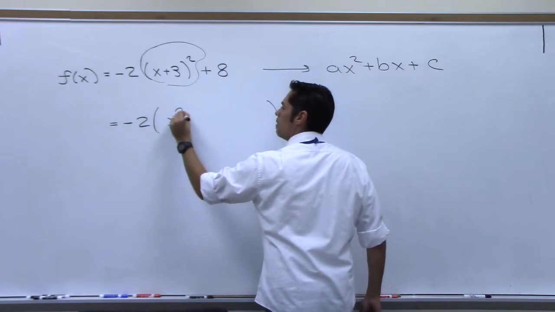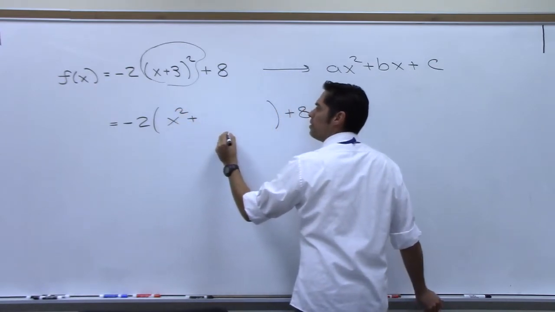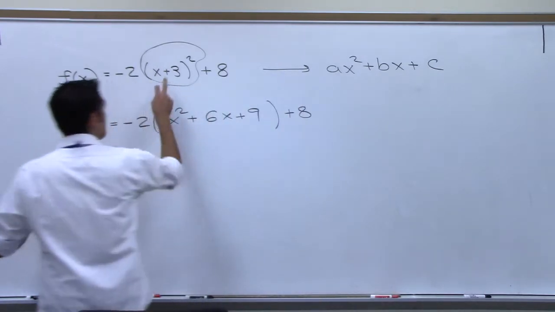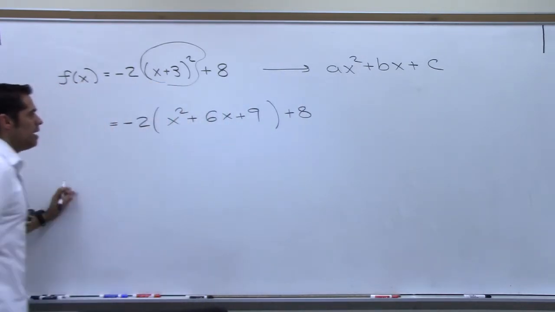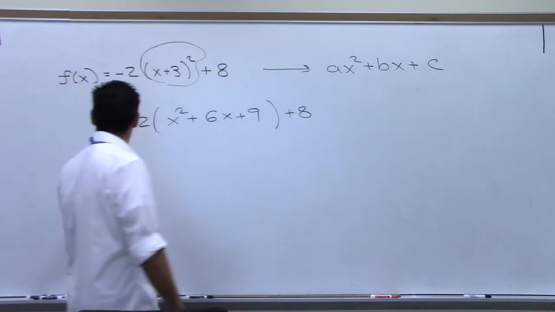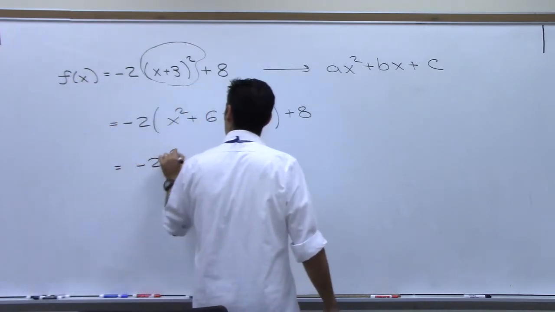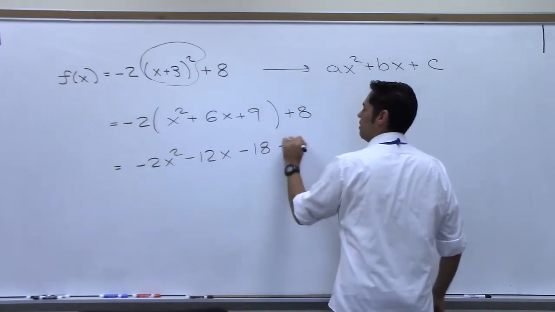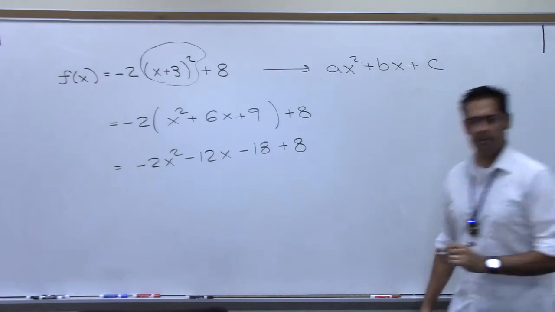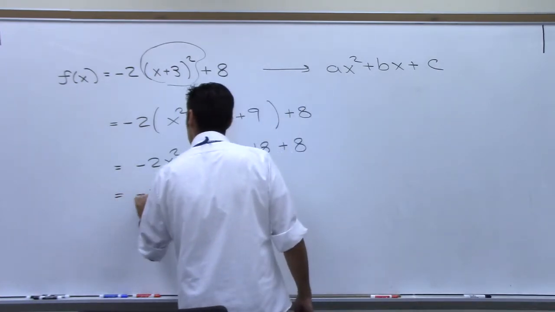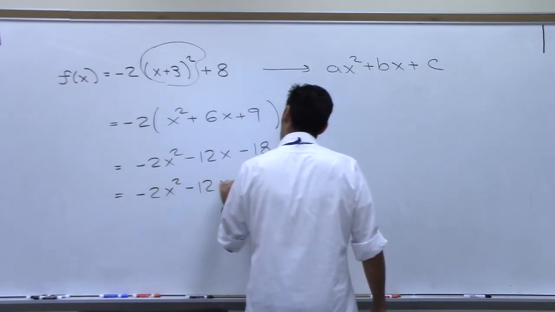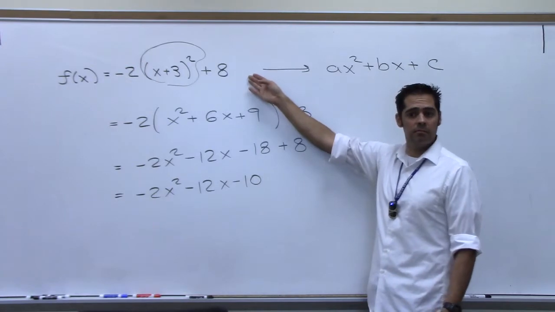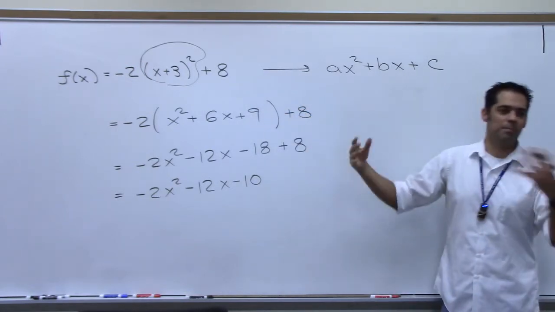X squared plus 3x plus 3x, 6x plus 9, right? So that's what you would get if you squared that. And now pass your -2 through. So it'd be -2x squared minus 12x minus 18. Minus 18 plus 8, which makes it -10. So -2x squared minus 12x minus 10. That is now the same parabola we had here, expanded out into expanded form.